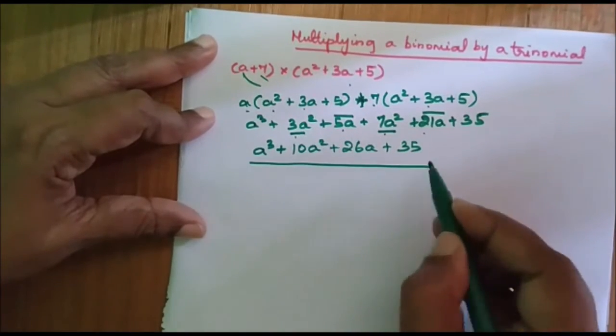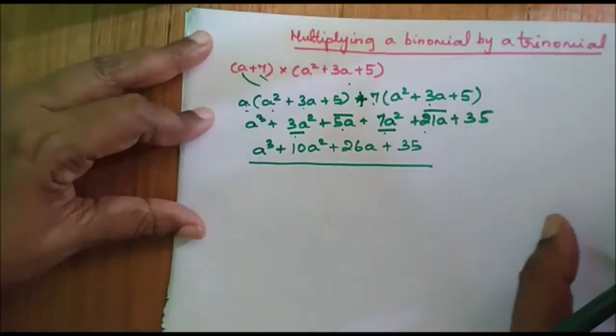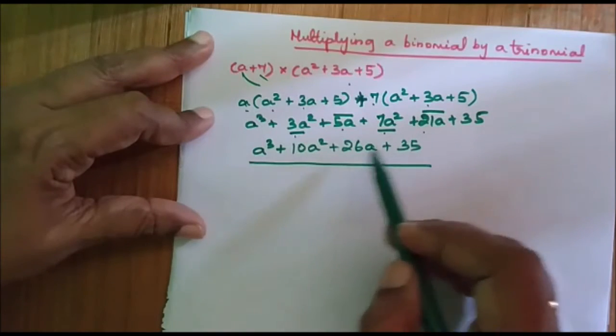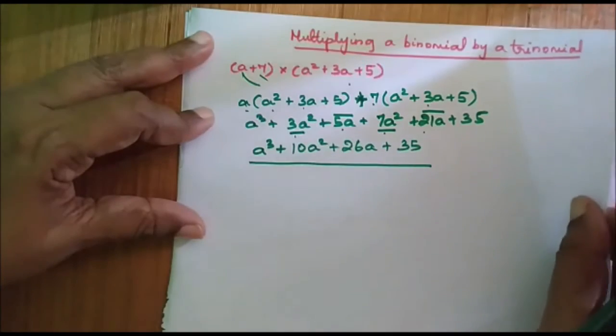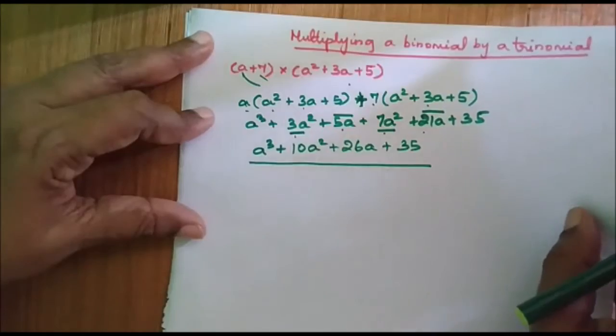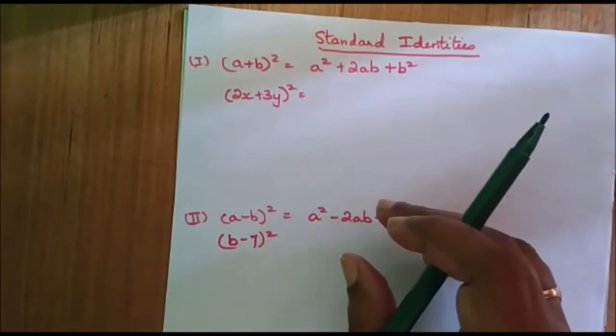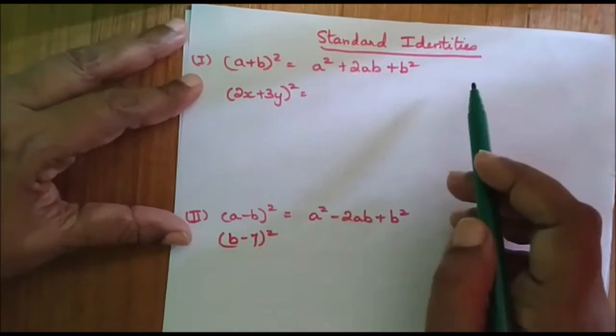This is how we multiply a binomial with a trinomial. Multiply them, look for like terms, then add or subtract accordingly. I hope you got it. Okay. Now we'll go to the next topic, that is standard identities.